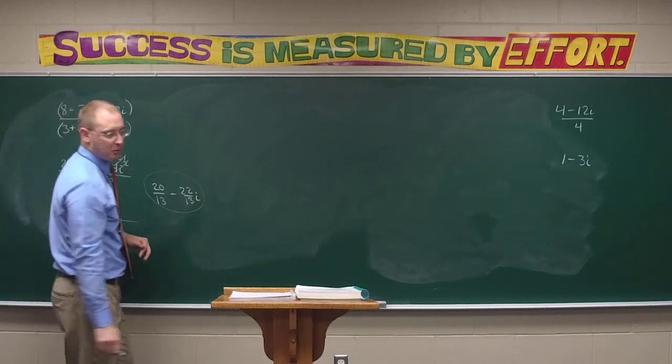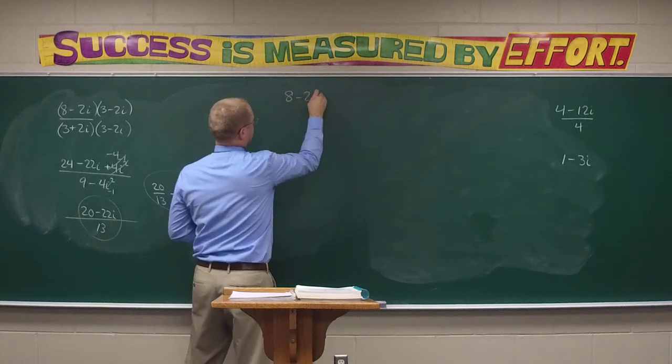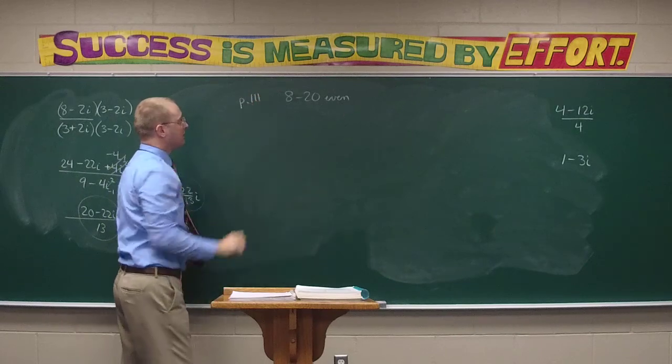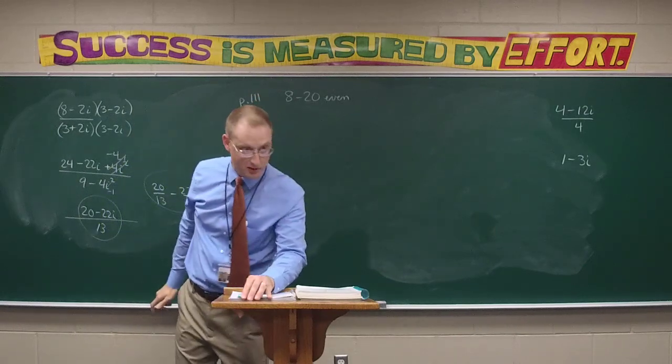I want you to do numbers 8 through 20, the even ones. They're on page 111? Yep, page 111. That's what it looks like at the bottom.